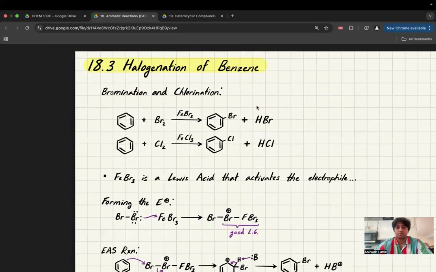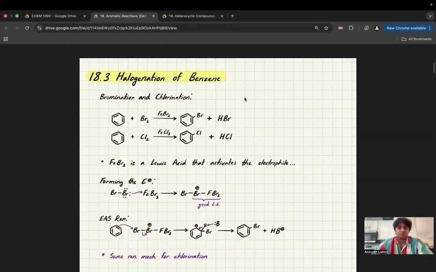Okay, bromination and chlorination. There are three different halogenations of benzene we'll go over. The first two are brominations and chlorinations. They effectively are the exact same, and you'll find that all the EAS reactions we do in this chapter and the next chapter when we go over heterocyclic compounds are approximately the same.